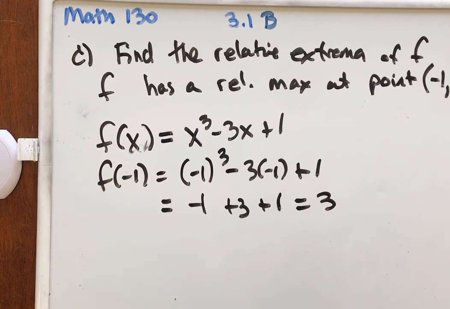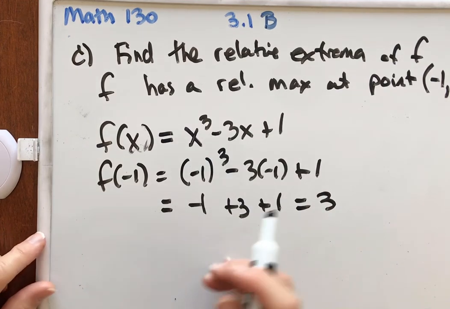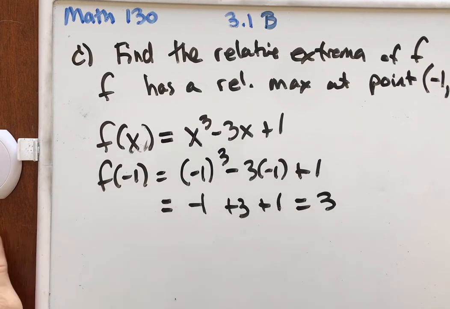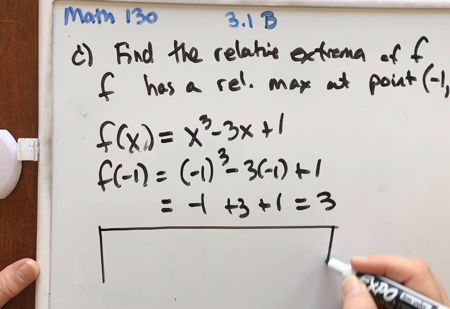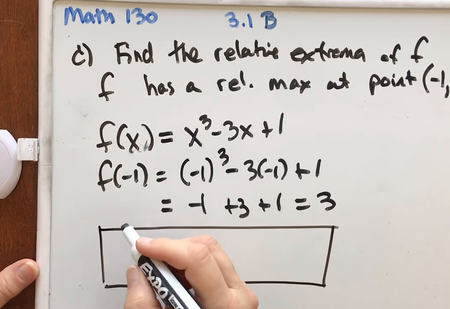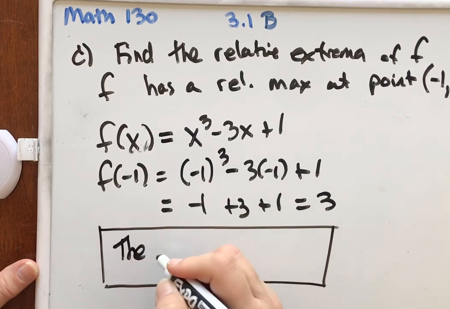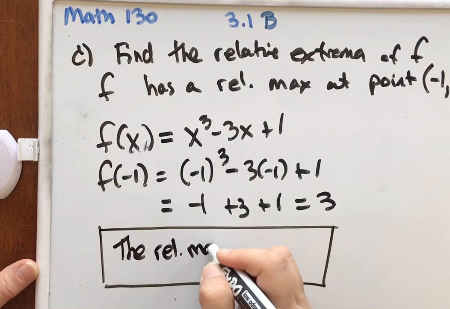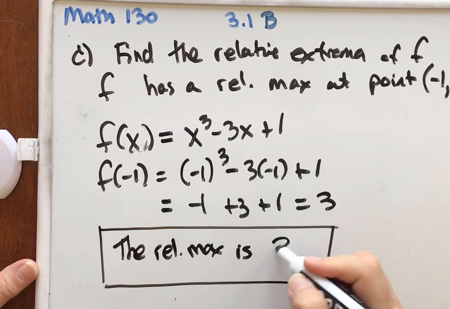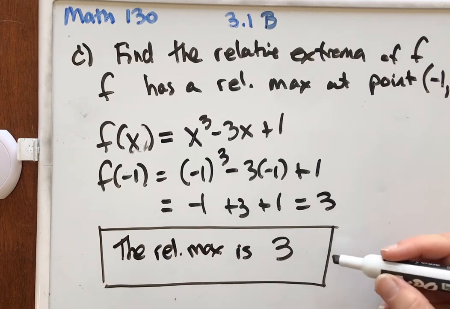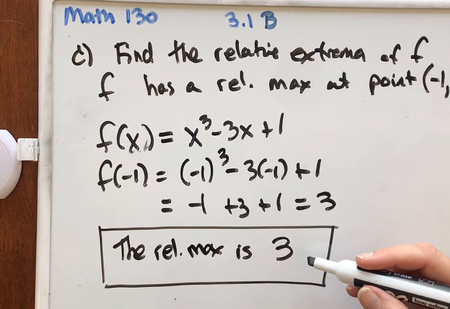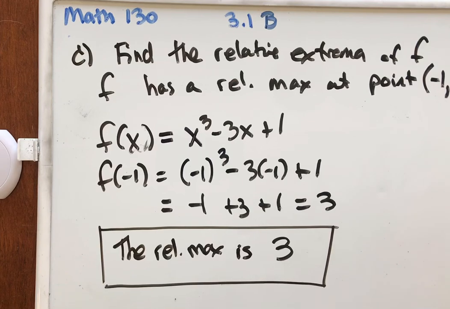Okay. Now sometimes they'll word it differently from what I've been wording. They say the relative max is 3, because that's the y value. That's how high we would go on the graph. We'd go up to 3.